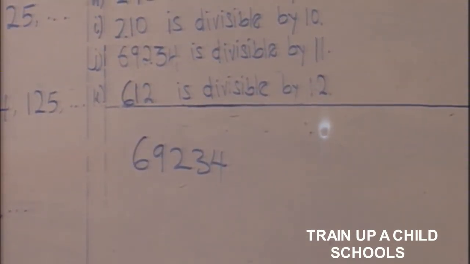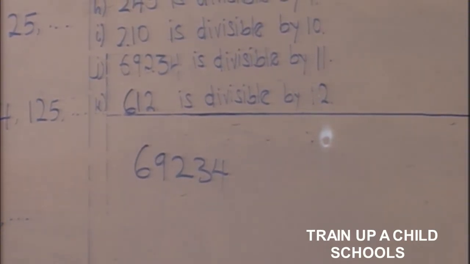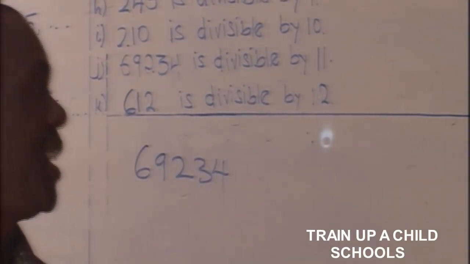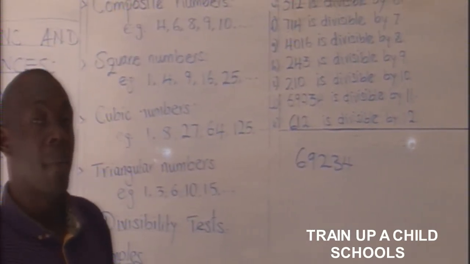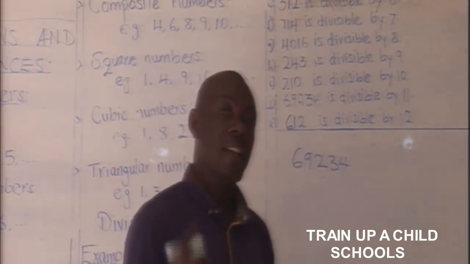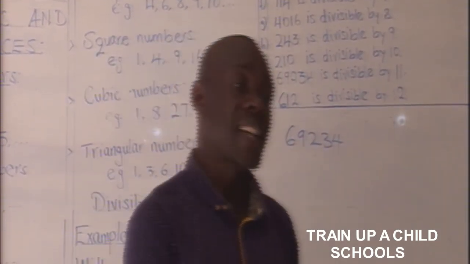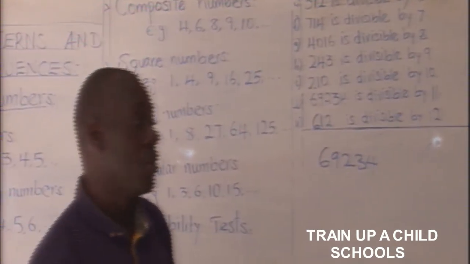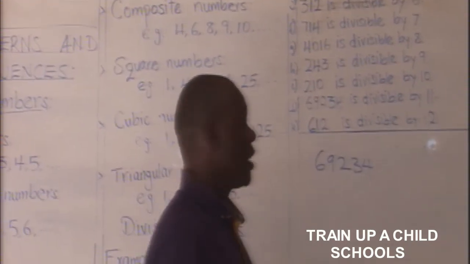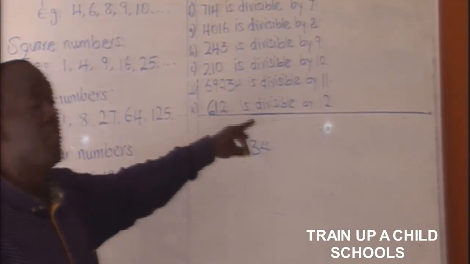Plus, you must know that a number is divisible by 11 if the difference between the sum of the digits in the odd and even places is either 0 or a multiple of 11. I repeat, a number is divisible by 11 if the difference between the sum of the digits in the odd and even places is either 0 or a multiple of 11. What do we say? This is about placement, not the actual numbers being even or odd.